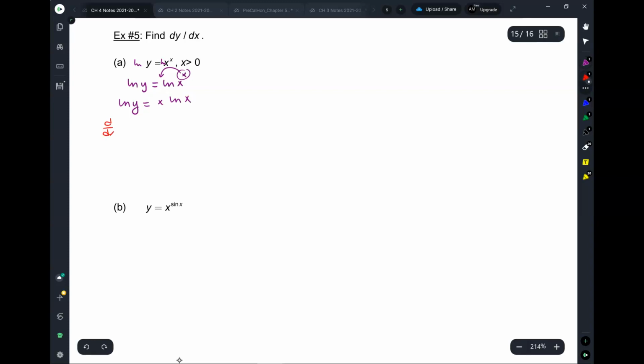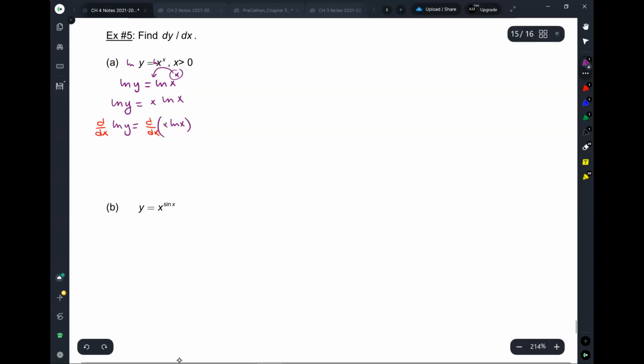Why do you need to do it? Well, because we're finding dy dx, so at some point I have to take a derivative. Oh, right. d dx ln of y is equal to d dx of x ln of x. Is that it? That's a what rule? Product rule. That's a product rule, but you know, we'll get there later. Let's do this first. Implicit differentiation.